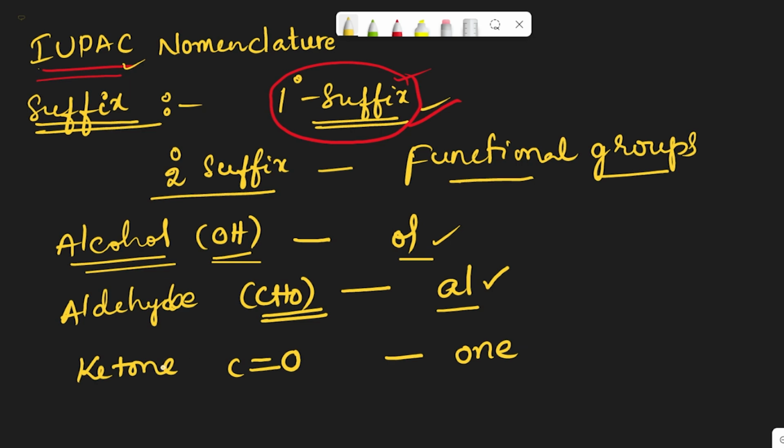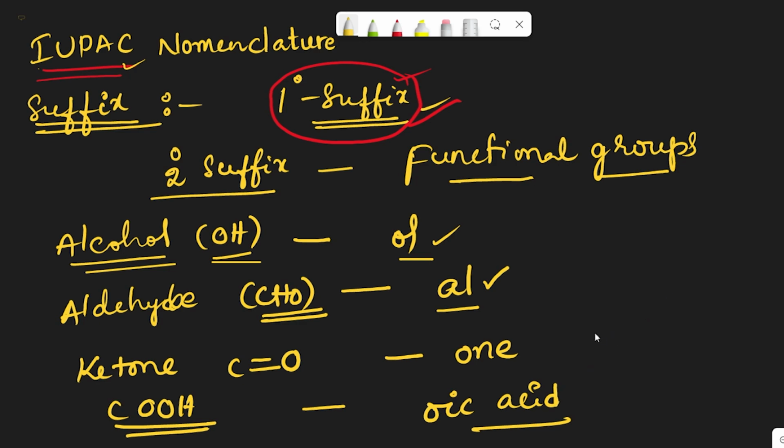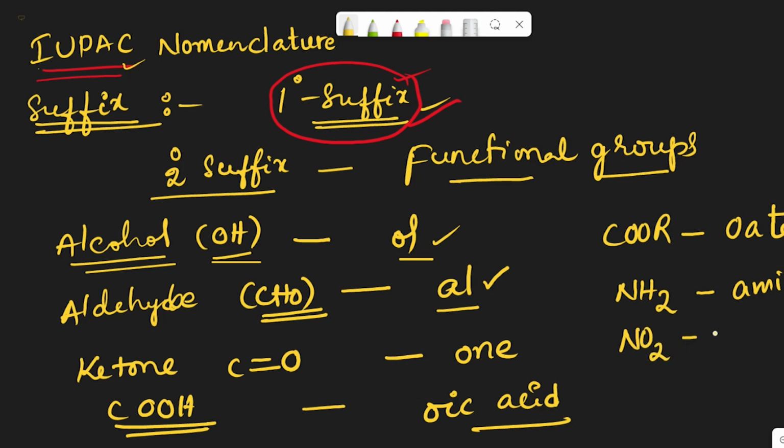In the same way, if a carboxylic acid is there, the COOH group, this is called carboxylic acid, then we name it oic acid. In the same way, if esters are there, the COOR group is present, then we name it oate. If amines are there, for example NH2, we name it amine. If nitro compounds are there, then we write nitro.